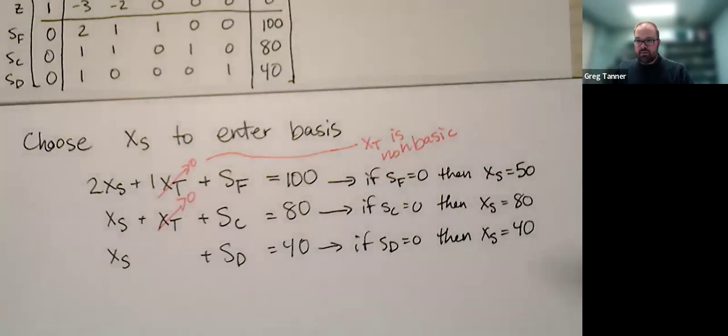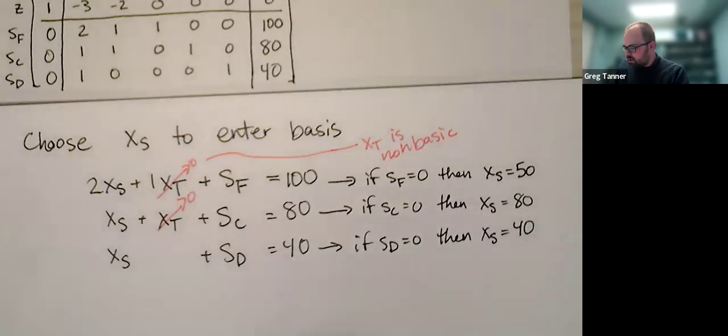And the thing is, I'm sort of slowly raising xs from 0, and I need to stop as soon as one of these gets driven all the way down to 0, because if I go any more, that variable would then go negative. Okay. And remember, if we want to stay in our feasible region, all of our variables need to remain non-negative. We can go to 0, but we can't go past 0.